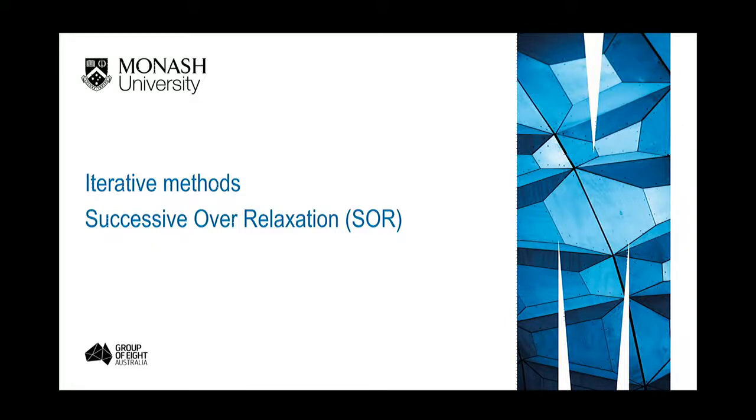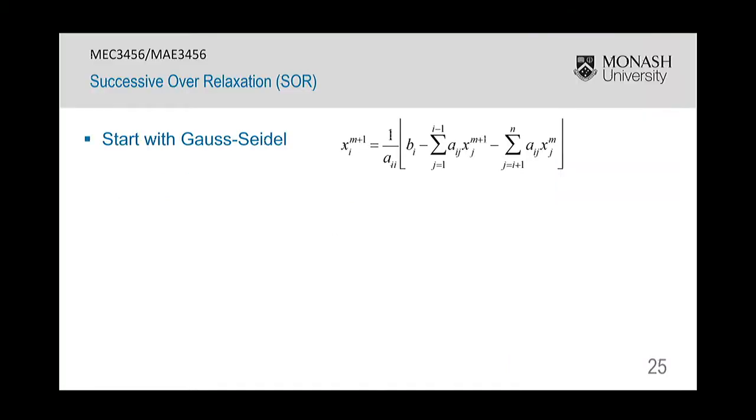So this is the final iterative method that we're going to consider in MEC MAE 3456, and it's known as successive over-relaxation. Successive over-relaxation basically starts with the Gauss-Seidel method that we looked at in the last recording. So that's just repeated up here, the equation that's repeated here.